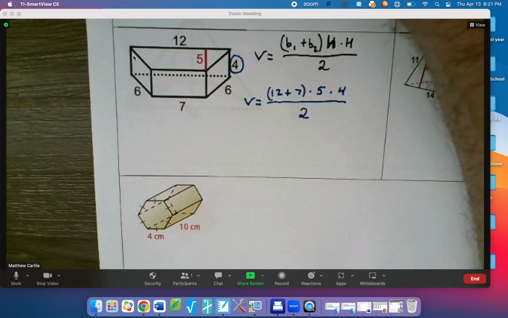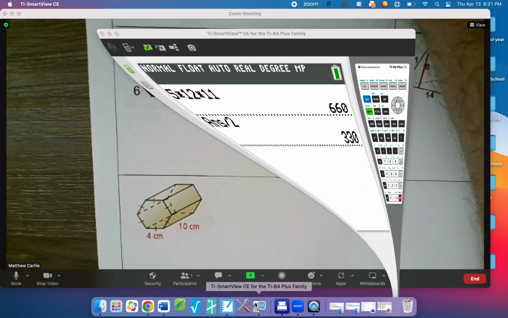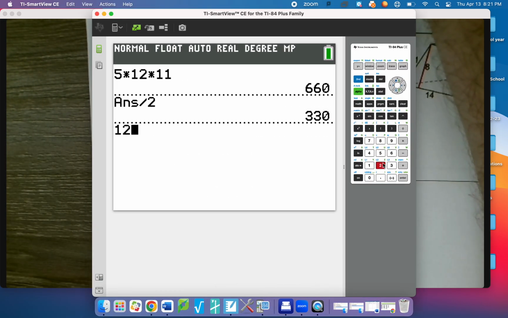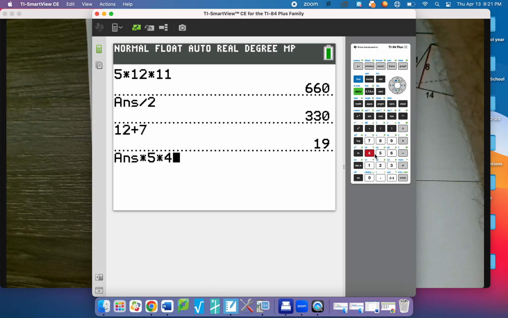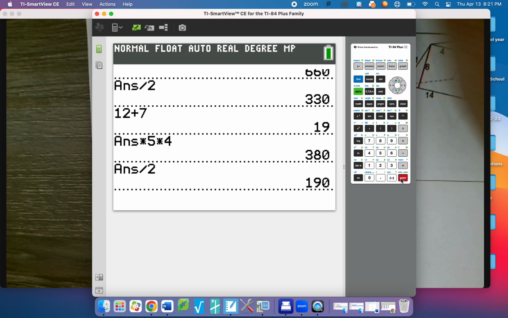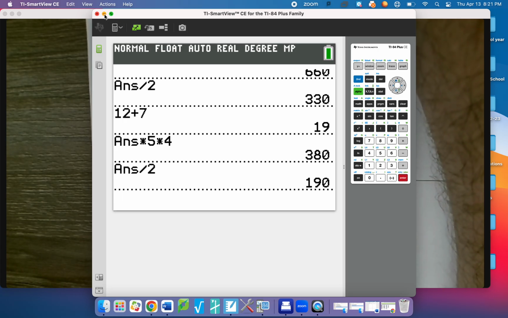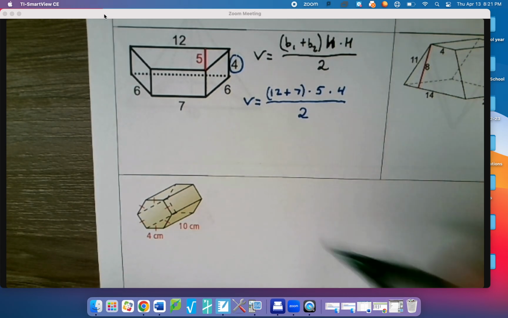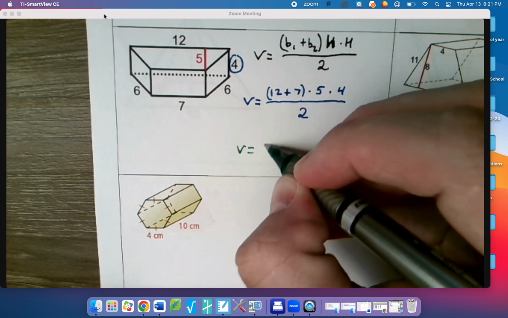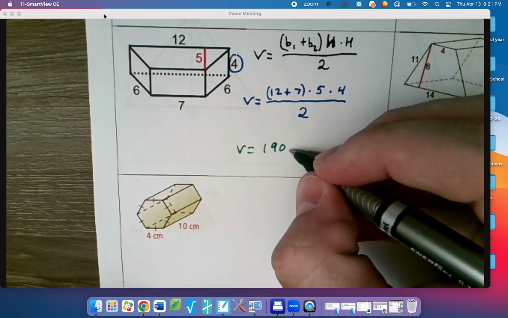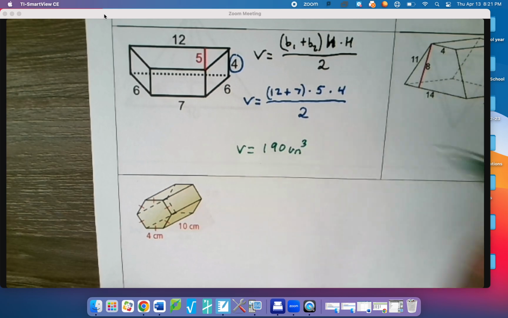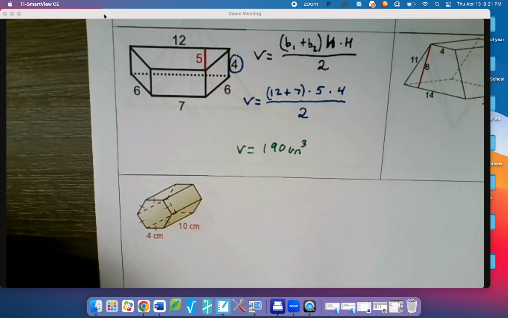So I'm going to grab my calculator one more time. 12 plus 7 times 5 times 4 divided by 2. We end up with 190 for our volume. I did not specify units in the problem, so we're going to put units cubed.